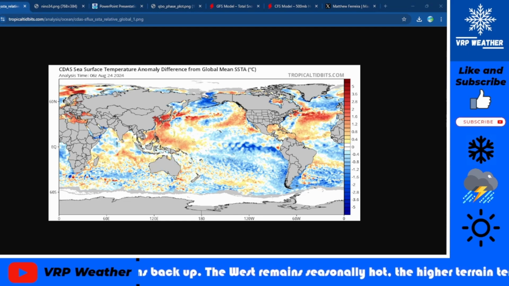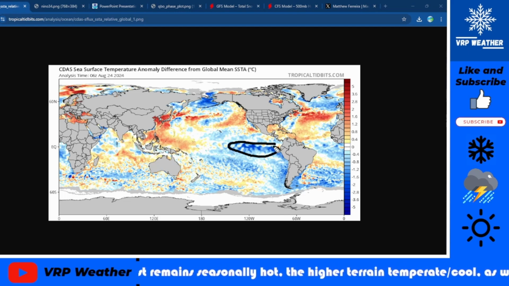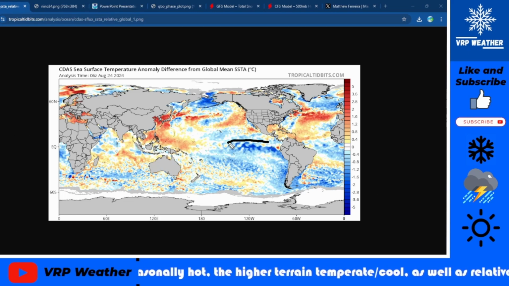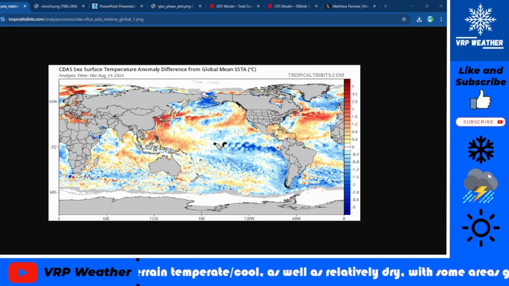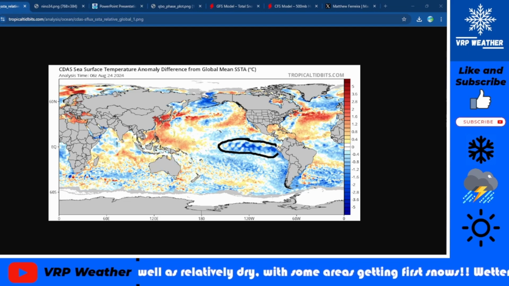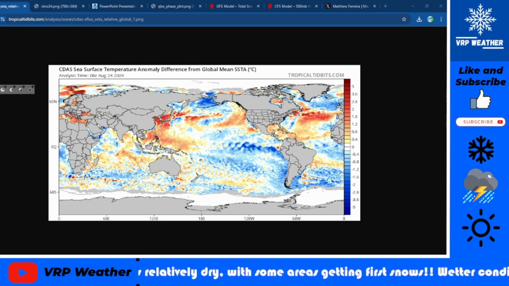So right now we have the CDAS sea-surface temperature anomaly difference map pulled up from global mean. This basically means that we're looking right here, and this is the ENSO area right around the equator. We see cooler than average temperatures, right? The blue is cooler, warmer colors are warmer. We see a La Nina, and these wave-like patterns represent our trade winds in favor of a developing La Nina. So this is very important, and this will affect our winter and even fall as we get into it. So we're going to continue watching this area as it continues to cool.